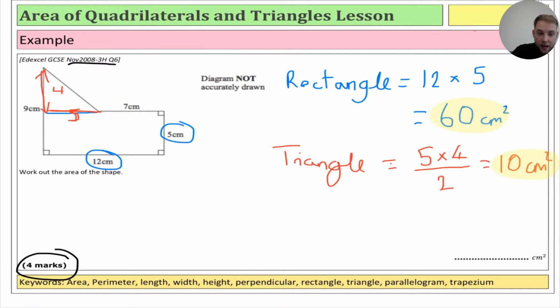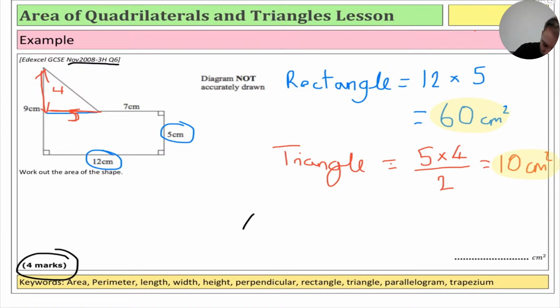Sorry, sir. Yes, Irvin. Where did you get the 4 from inside there? The 4 is from the 9 all the way up there, take away the 5 here. Does that make sense? Because if all the way up is 9, and that little bit there is 5, it's 9 take away 5, which is going to be the 4 up. All right then, yeah, that makes sense.